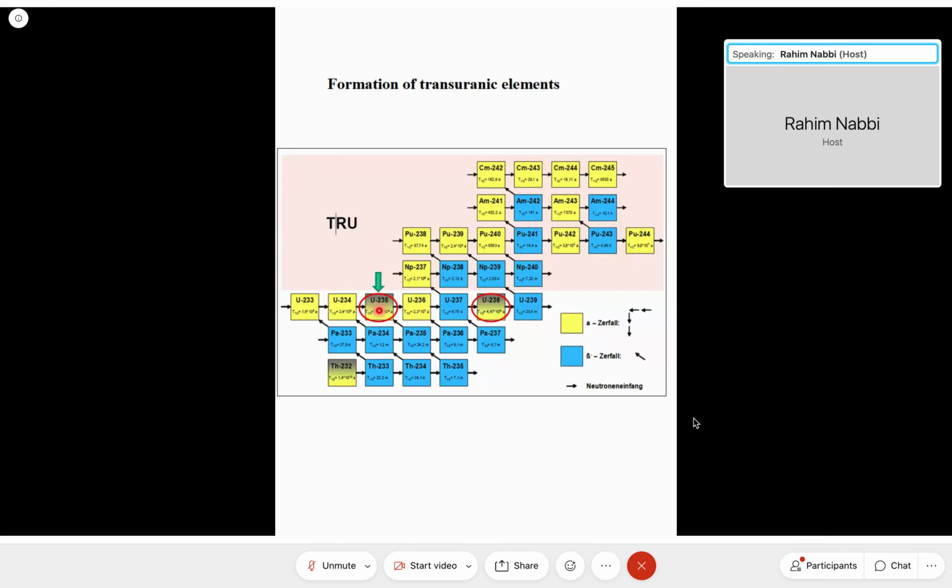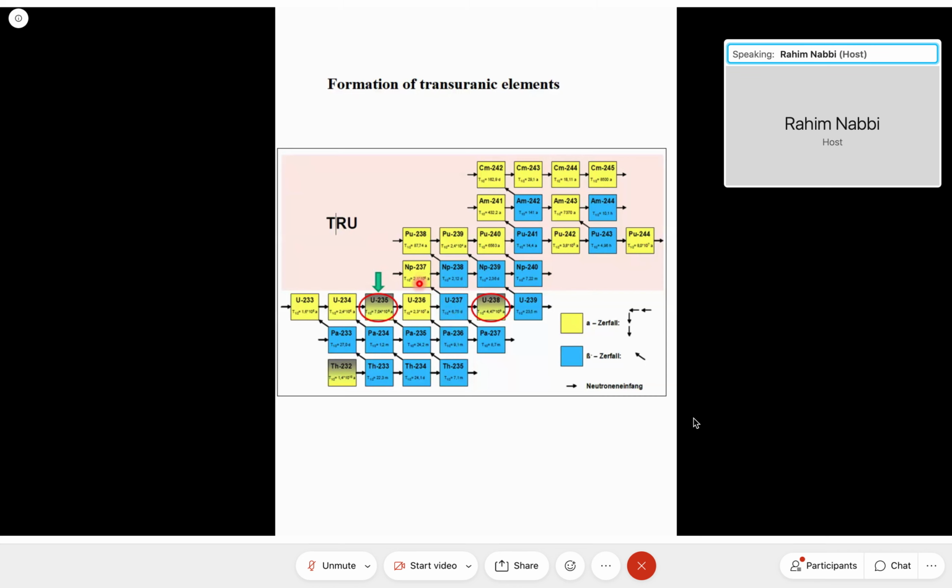So uranium-235 absorbs neutrons, and you go on this arrow here to, of course, uranium-236. And uranium-236 has a very long half-life, and it is an alpha emitter. Then it absorbs one neutron inside the core during the whole cycle, goes to uranium-237, a beta emitter with a very short half-life, something like 1 day, and then it decays because of disintegration.